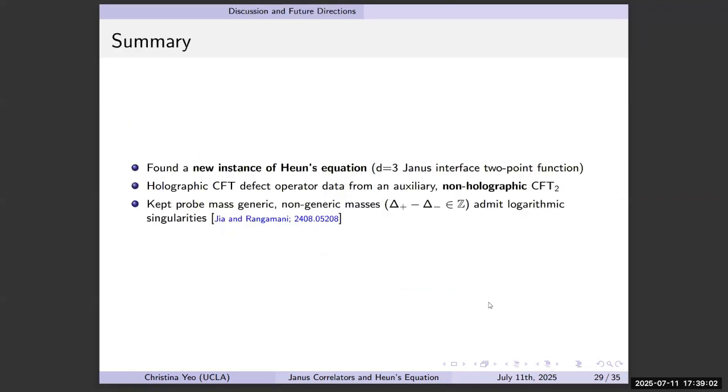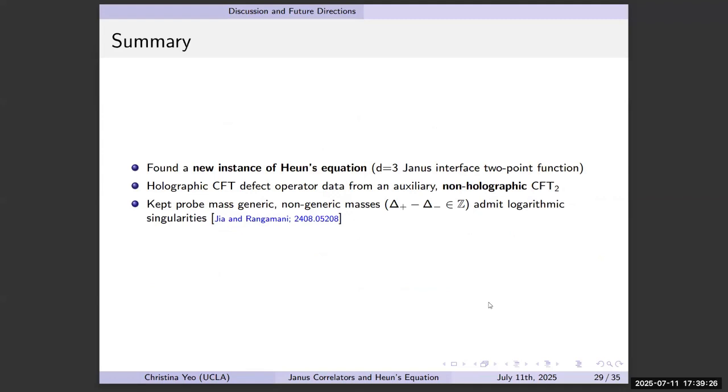So that is about it. And just to summarize what we did, it was quite the trip. We found a new instance of Heun's equation, which is abundant in the literature, but it wasn't found for this D = 3 Janus case. And we got the holographic CFT data from this completely separate non-holographic Liouville CFT.